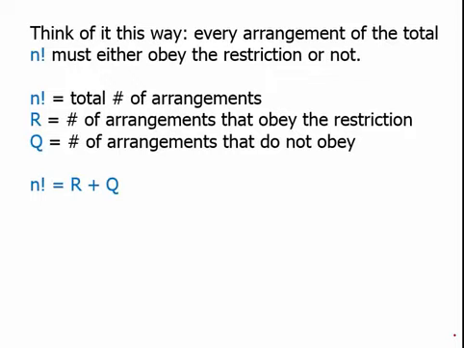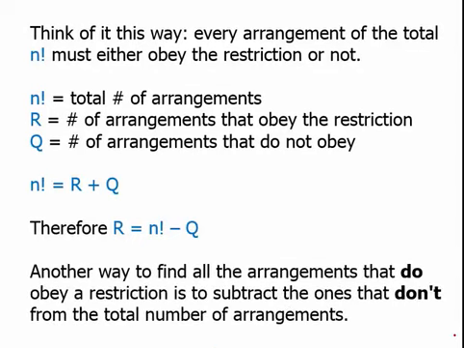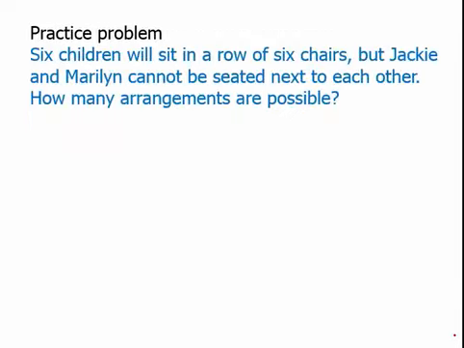But think about this equation. If we subtract Q from both sides, we get R equals n factorial minus Q. And this is an alternate way to get the number of arrangements that obey the restriction. We can count all the ones that don't obey the restriction and then subtract that from the whole. And this is a really important idea. This can be a powerful shortcut in a number of cases.